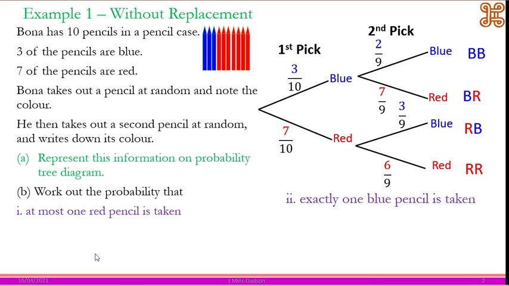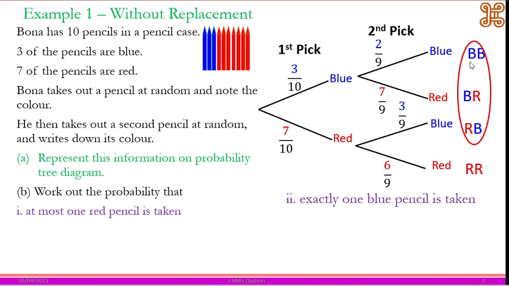At most, 1 red pencil is taken. At most means that the maximum number of red pencils should be 1. We don't want more than 1, so it should be 1 red pencil or no red at all. So as you can see, that will be these 3 options.